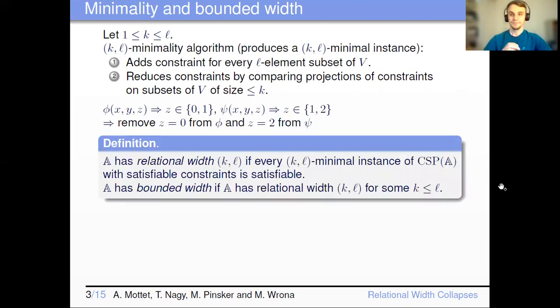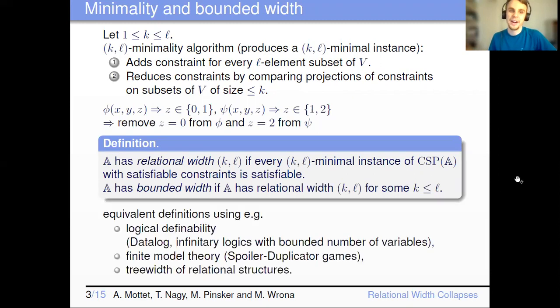And I promised you that using this KL minimality algorithm, I will be able to define relational width. So here it is. Given some relational structure A, we say that A has relational width (K,L) if every KL minimal instance of CSP(A) that has non-empty constraints is satisfiable. And we say that such a relational structure has bounded width if it has relational width (K,L) for some parameters K and L, and we don't care what the parameters are.